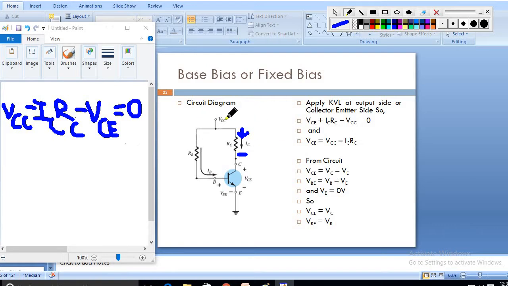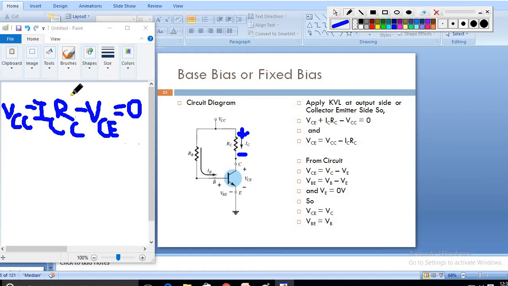Understood? So first VCC as it is, then again it is a fall in potential, positive to negative. For that reason I am writing minus ICRC here, since the current flowing through this is IC. Okay, again coming to this particular portion, minus VCE, because again it is a fall in potential, plus to minus, equal to 0.